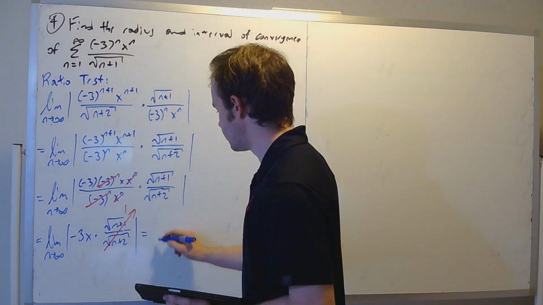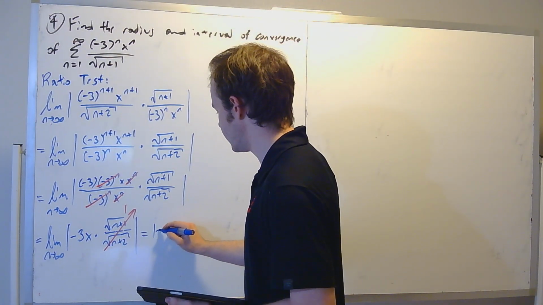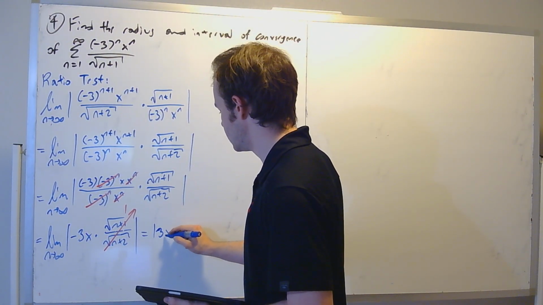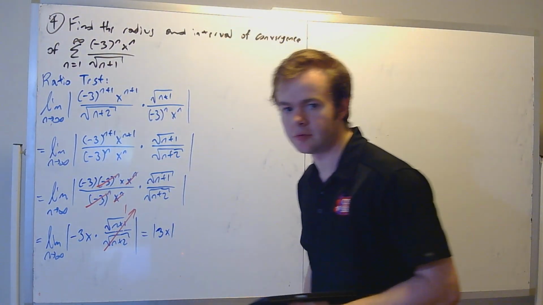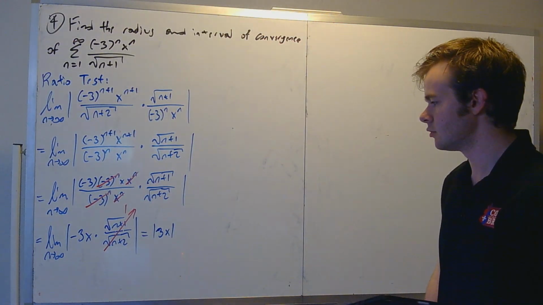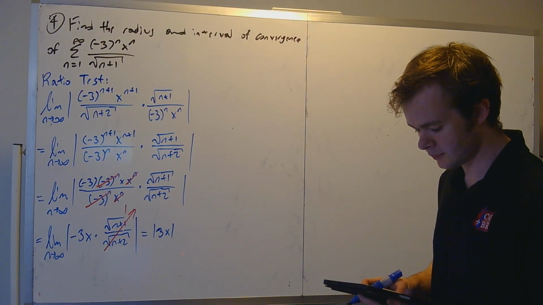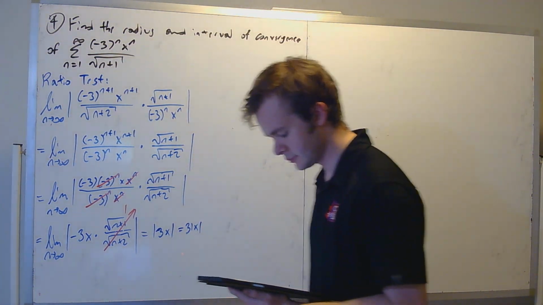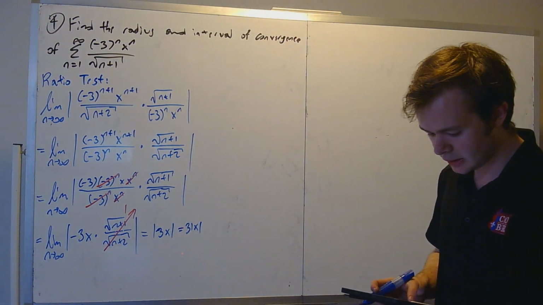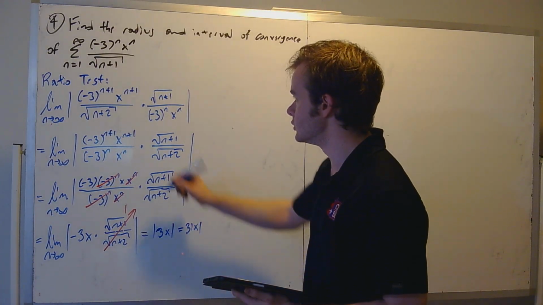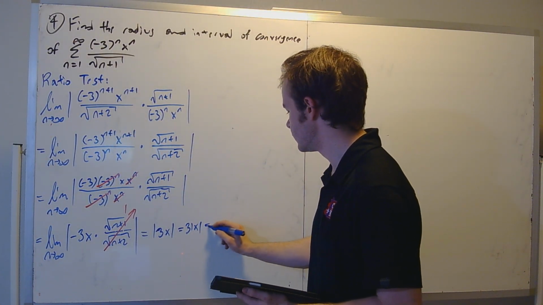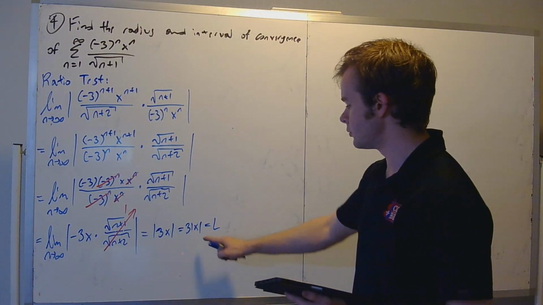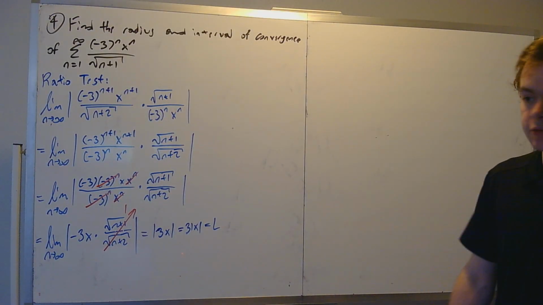Okay, so we're going to approach, as n goes to infinity, the absolute value of -3x, but it's the absolute value, so we don't need the negative sign. So we just got the absolute value of 3x, which is 3 times the absolute value of x. And I'll say that this is L, right? So this was our number L, and this is convergent when L is less than 1.